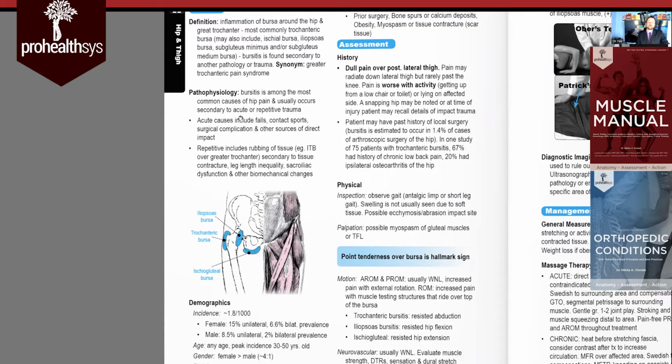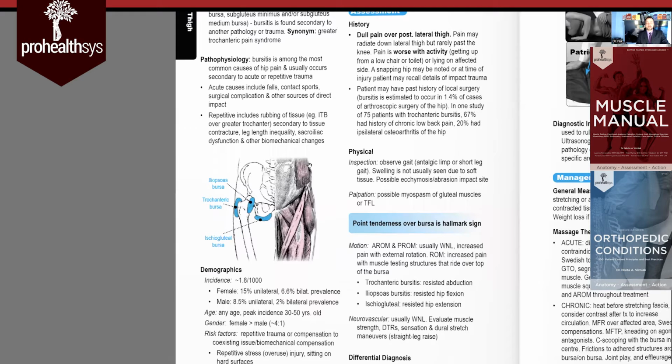So causes include falls, contact sports, surgical complications, other injuries like direct impact traumas, and repetitive rubbing of the iliotibial band. So remember, TFL and gluteus maximus are two muscles that go into that iliotibial band and could lead to increased rubbing over top of there. Leg length inequalities, SI joint dysfunctions, and other biomechanical changes. There are more bursa than this, but these are the main ones.